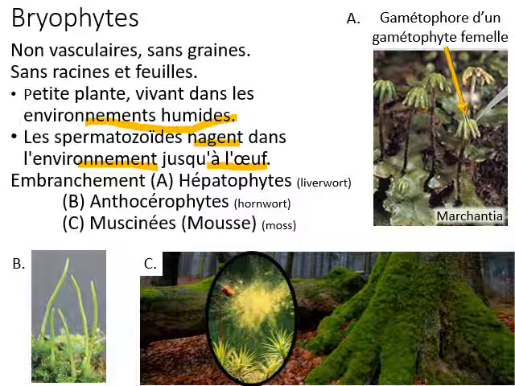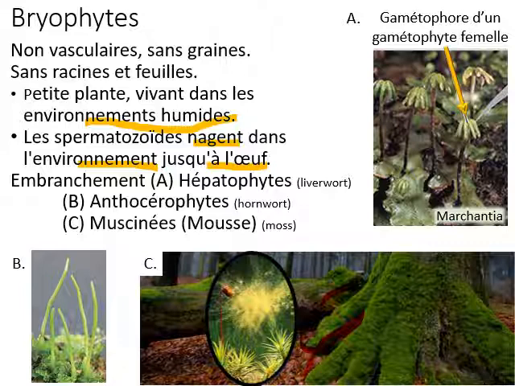There are 3 phyla, or embranchements: the hepatophytes, anthocerophytes, and the bryophytes. So the English words: liverwort, hornwort, and mosses. Mosses you might be most familiar with. You can see those on campus, along the paths, on stones, on sidewalks, wherever it is shady and moist.